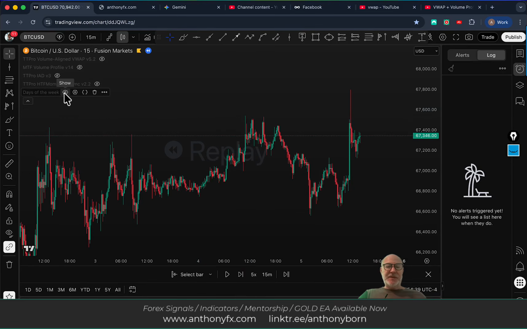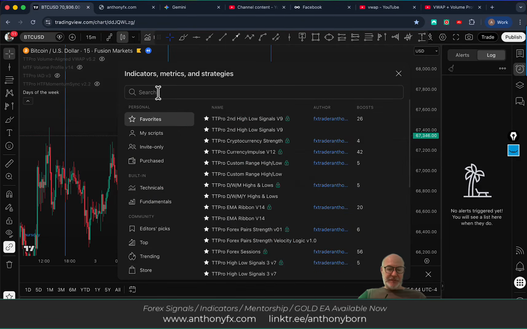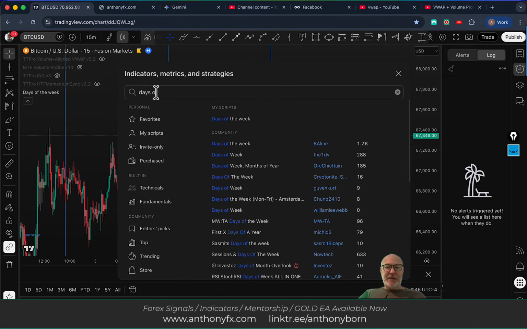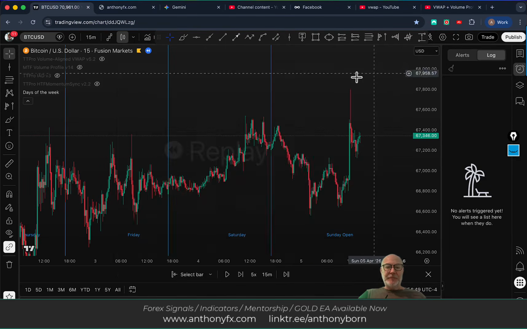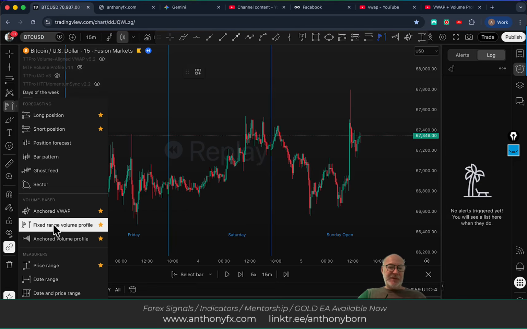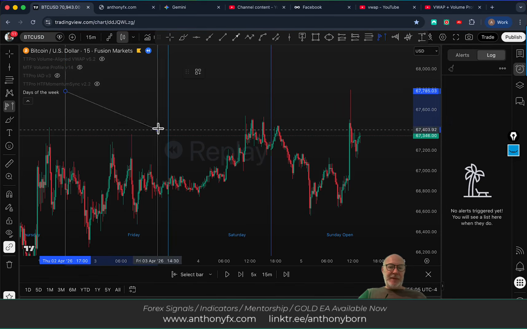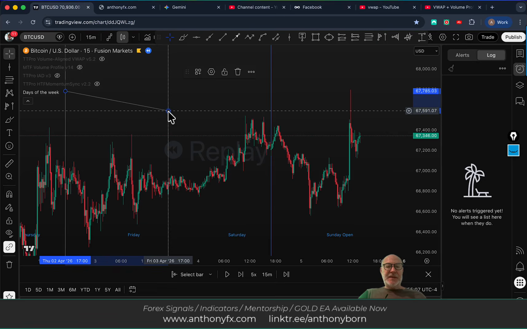First up, determine the days of the week. You can do a search and days of the week indicator, grab that. Pick up a fixed range volume profile over in here in TradingView, fixed range, and you're going to pull it from the beginning of the day to the end of the day.